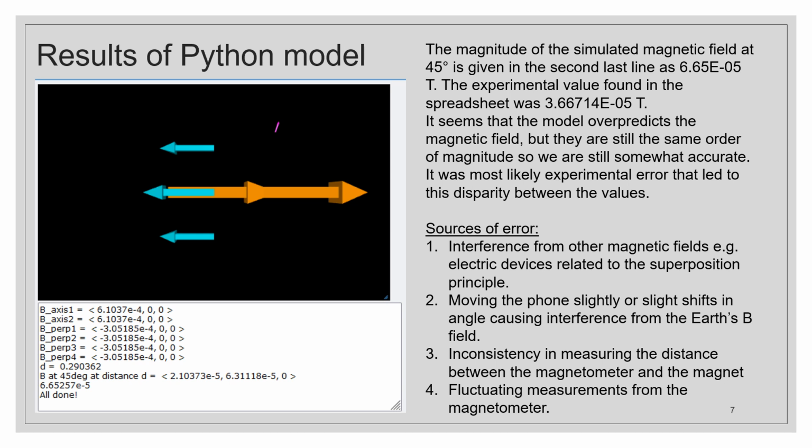The possible sources of error in this experiment include interference from other magnetic fields, for example electric devices, which is related to the superposition principle, moving the phone slightly or slight shifts in angle causing interference from the Earth's B field, inconsistency in measuring the distance between the magnetometer and the magnet, and fluctuating measurements from the magnetometer.